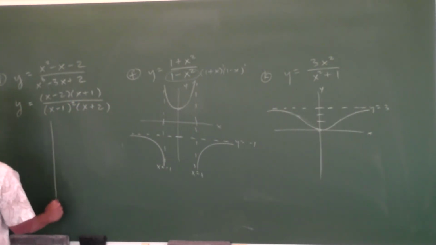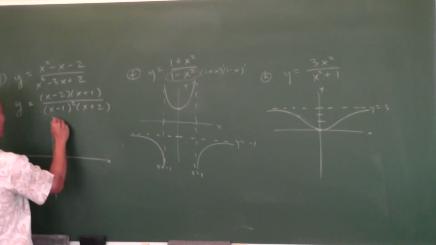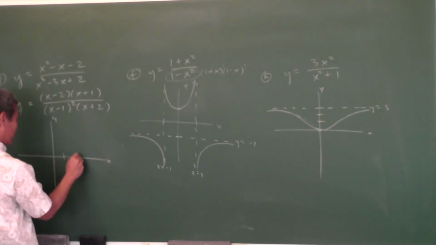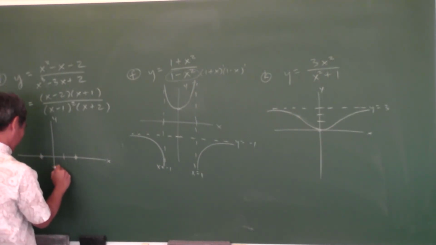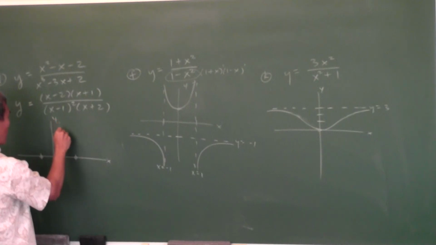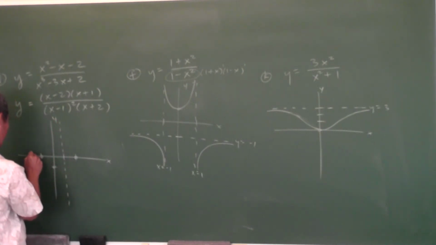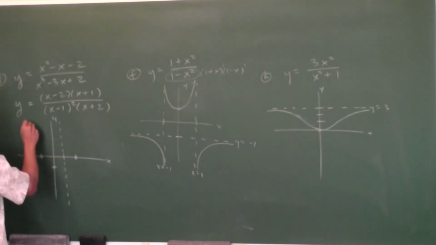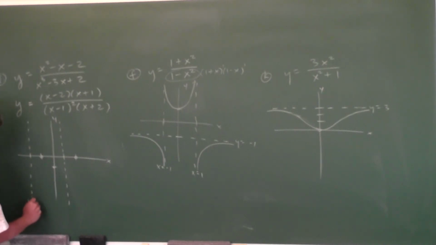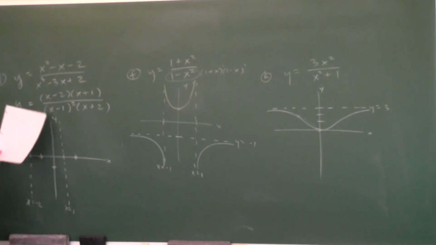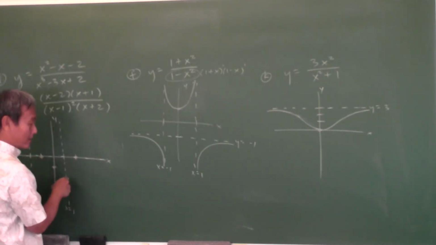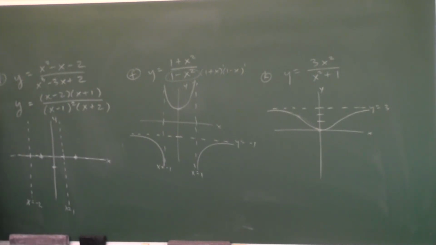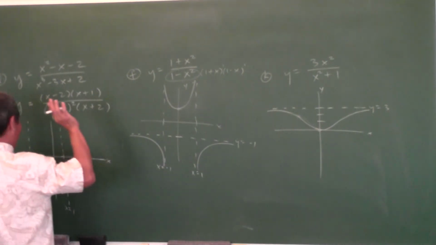Okay, so x-intercept, 2 and negative 1. Y-intercept, negative 1. Vertical asymptote, x equal 1, x equal negative 2. And then horizontal asymptote, y equals 0. Does it bother you that 2 points are right on the horizontal asymptote? No, because they only take effect on here.